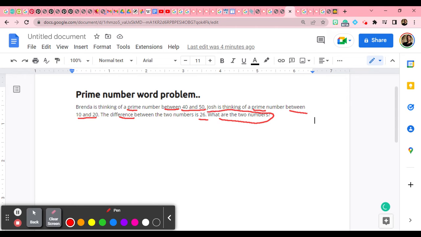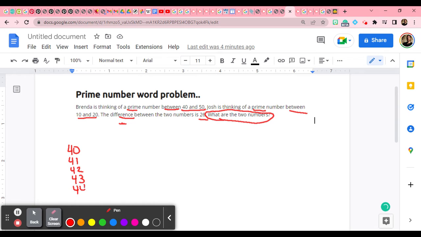Remember, difference is subtraction, right? I'm just going to make a little minus sign there. So how I would approach this is I would list all the numbers between 40 and 50. So 40, 41, 42. I'm just going to put all the numbers down, then we'll see what's prime.